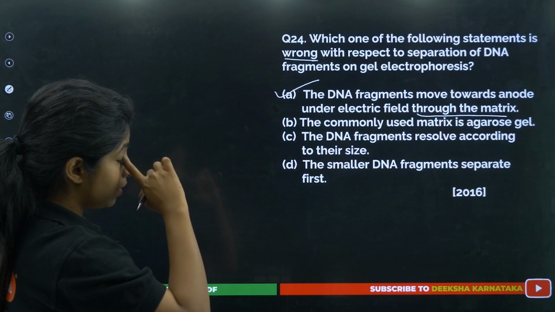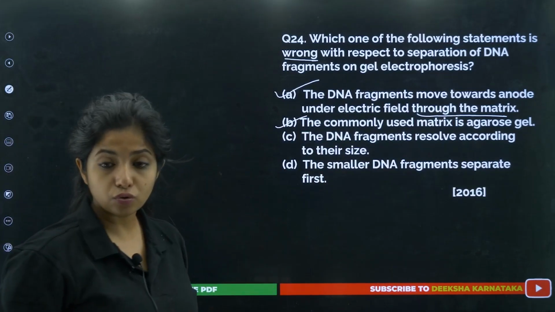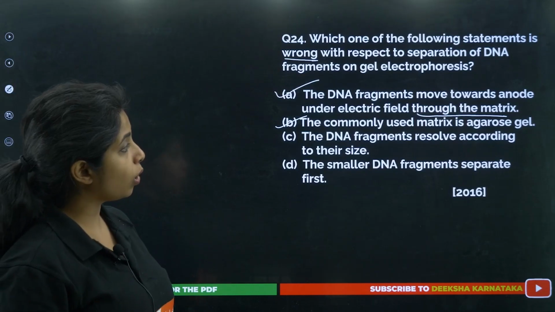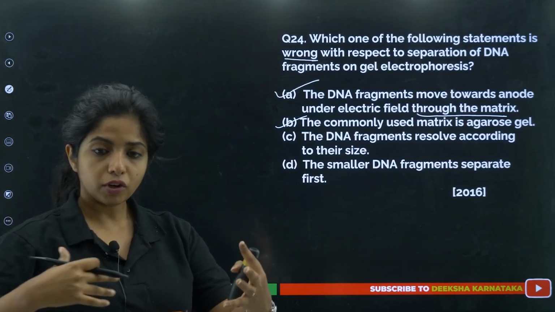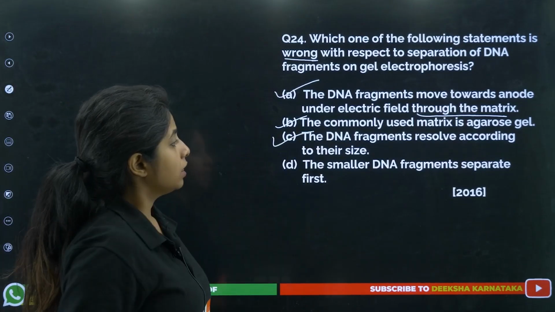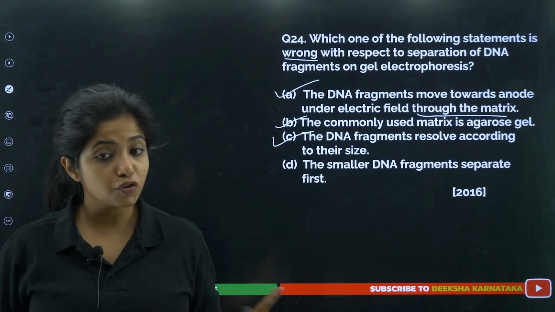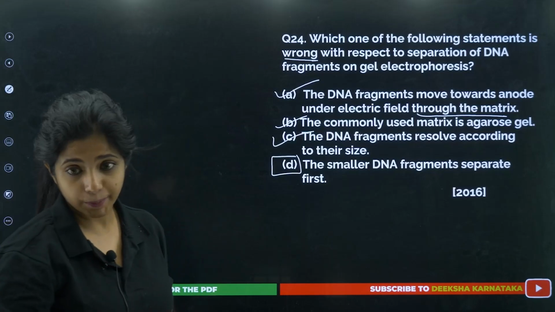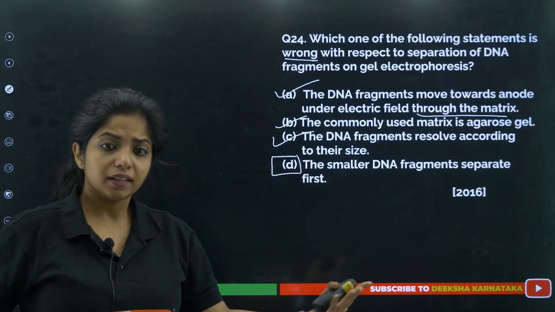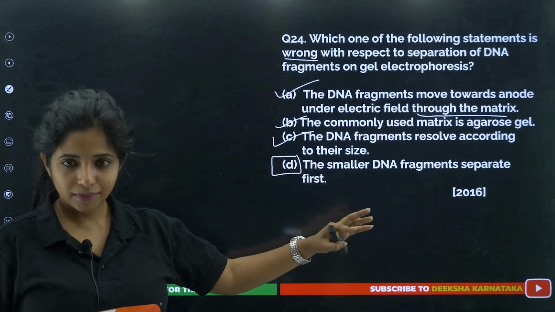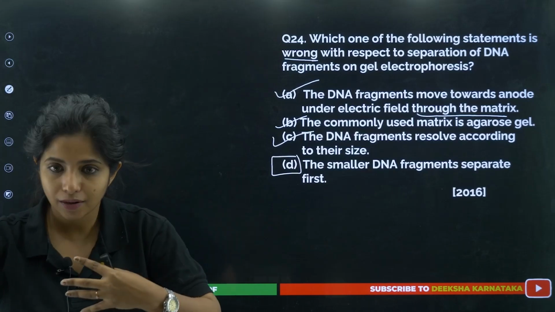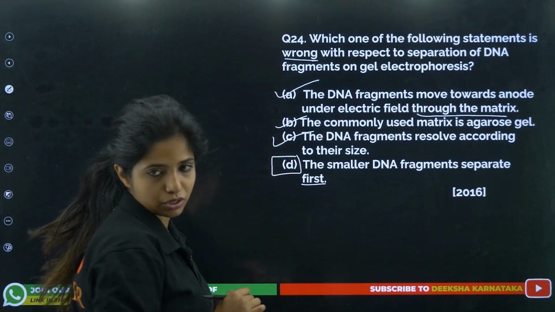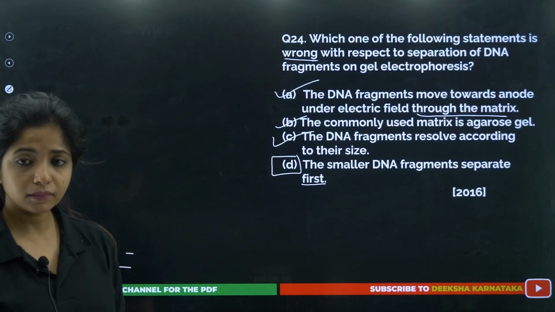The commonly used matrix is agarose gel. Yes, the matrix that is used is agarose gel. The DNA fragments resolve according to their size, so they move according to size. That is also true. The smaller DNA fragments separate first. That is not true, I already told you. The smaller DNA fragments move faster, they always move faster. But it can be the bigger ones that separate first, and then later the smaller fragments move faster. That can be the case. So it is not always true that they are the ones that separate first. That is a wrong thing to say.